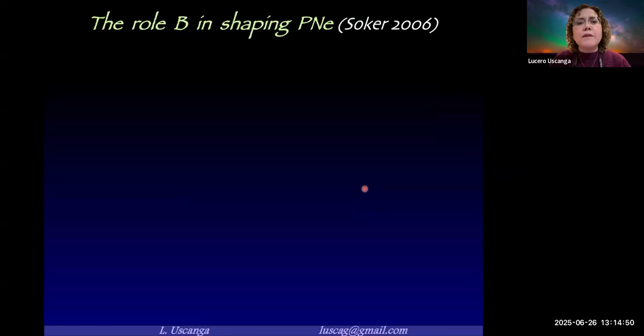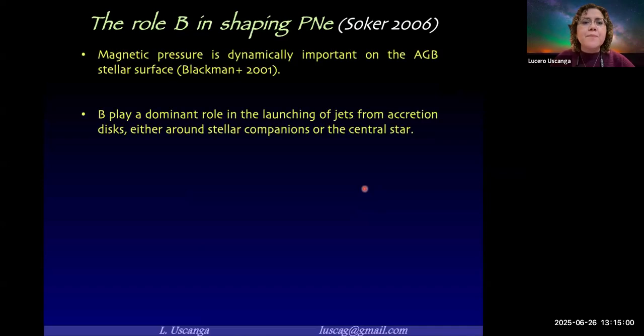Now, the role of the magnetic field in the shaping of planetary nebulae has been discussed in the field for several years, and it continues to be discussed. During the AGB phase, the magnetic pressure is dynamically important at the AGB stellar surface. At the post-AGB and planetary nebula phase, the magnetic field may play a dominant role in the launching of jets from accretion disks, either around stellar companions, if we consider binary systems, towards the center, or a central star.